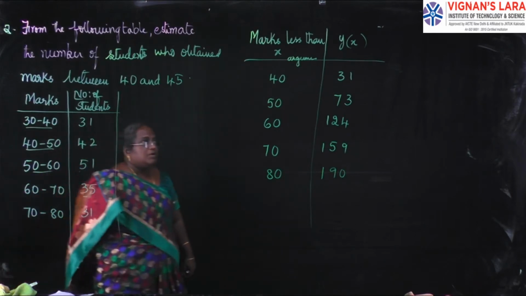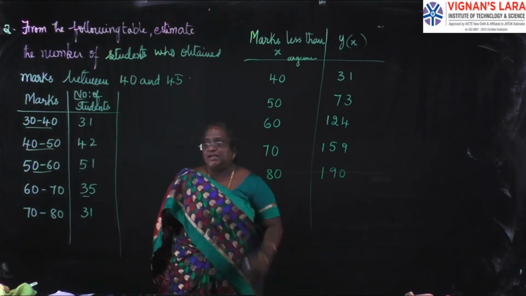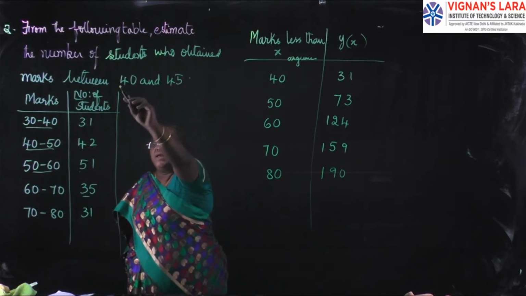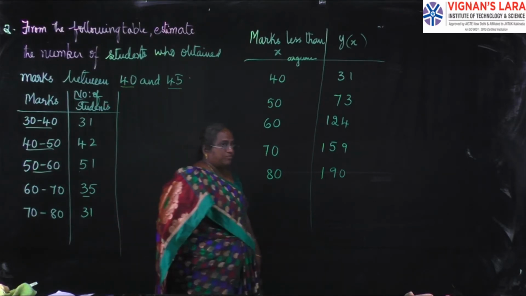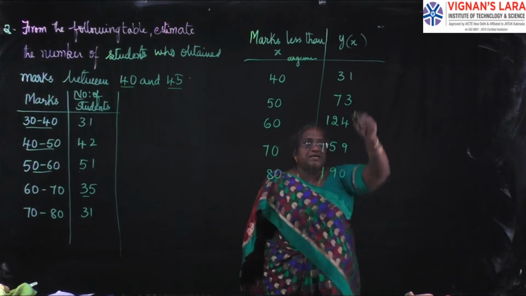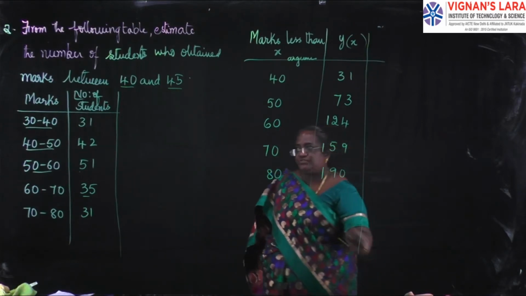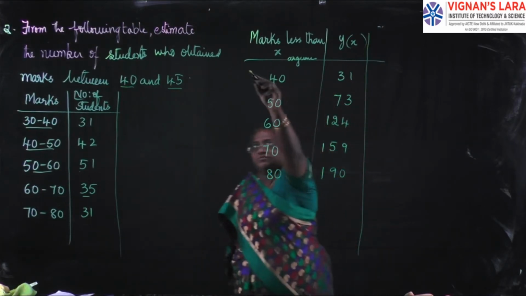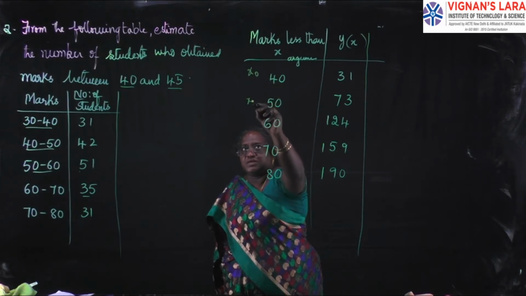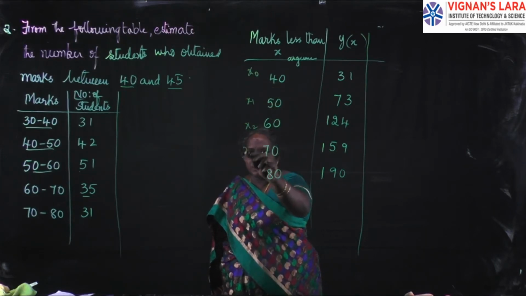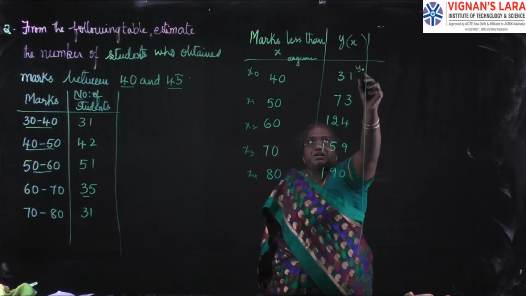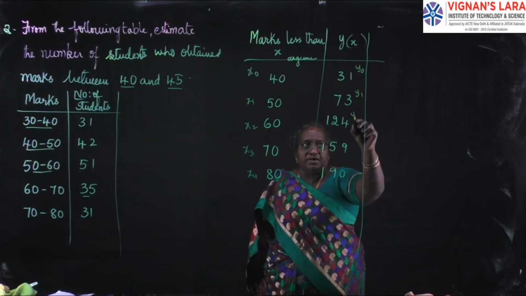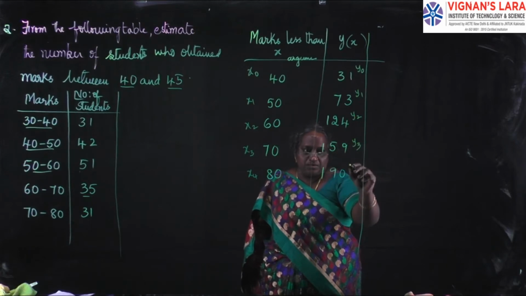So now what do we have to calculate? They asked us to obtain the number of students who scored between 40 and 45. So what is our x? x naught is 40. This is x1, x2, x3, x4. Correspondingly this is y naught, y1, y2, y3, y4.